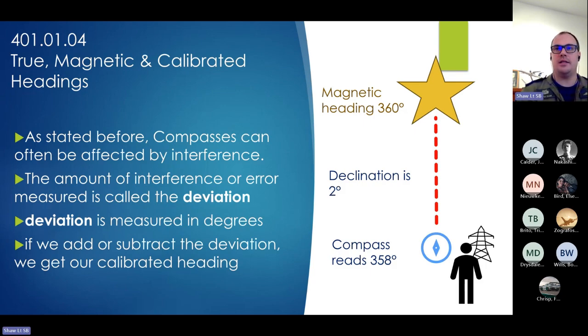So magnetic heading is 360 declination. You'll see declination, so if you remember from your FTX, the officers generally set the declination on the compass and they tell you not to mess with it. So that's what the declination is. Deviation is measured in degrees. If we add or subtract the deviation, we get our calibrated heading. We'll go through a couple of examples. So deviation is to correct for compass error and compass interference.